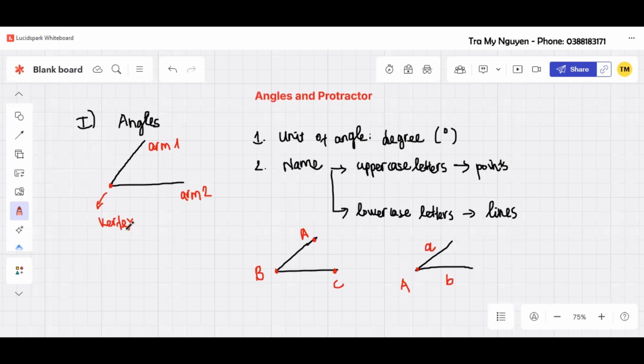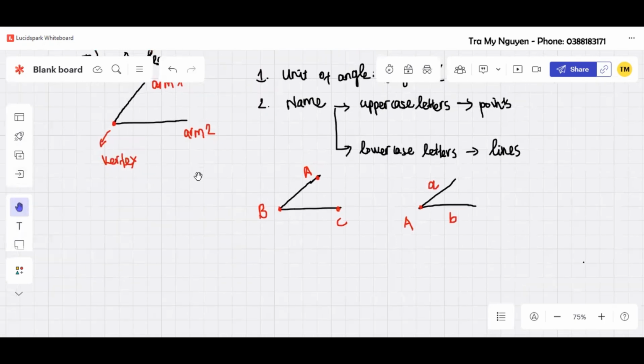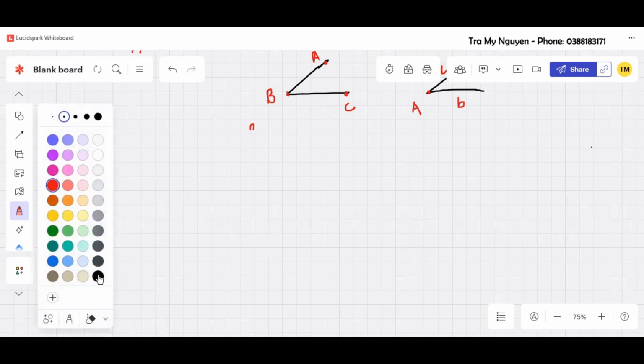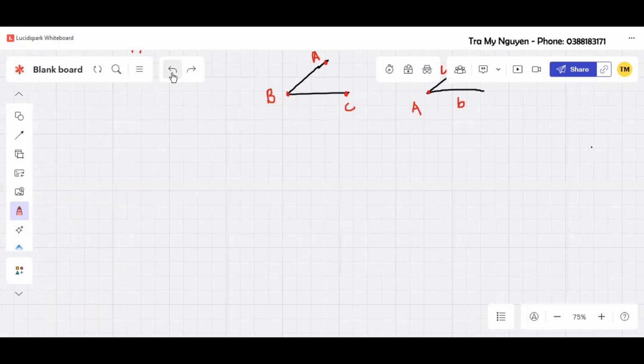All right, so that is the way you can name an angle. Let's move on to another important part of angles. We have some special cases of angles, the third part here. Let's pay more attention. The very first case here is the right angle.